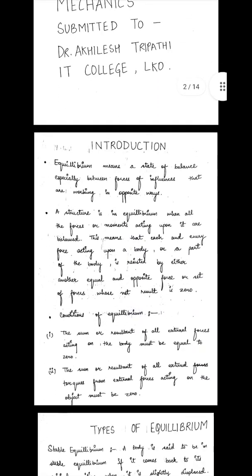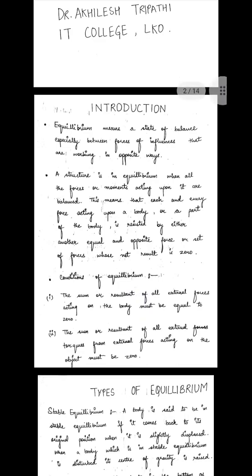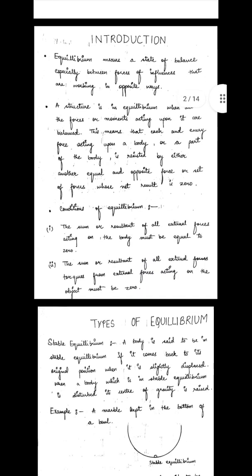Introduction. Equilibrium means a state of balance, especially between forces or influences that are working in opposite ways. A structure is in equilibrium when all the forces or moments acting upon it are balanced. This means that each and every force acting upon a body or a part of the body is resisted by either another equal and opposite force or a set of forces whose net result is zero.